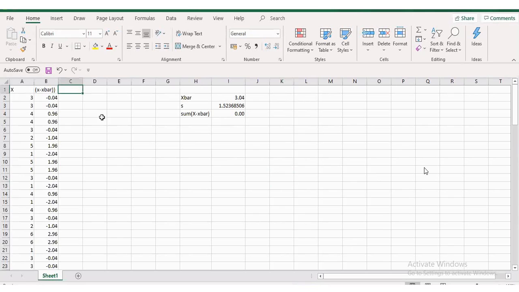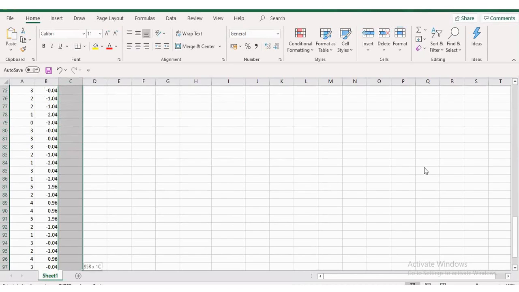Now let's calculate the Z. What is the Z? This Z equals this divided by S. This S is a constant for the given data, so I need to divide this value by S always. What I'm trying to say is, take this and divide again. Take this and divide again. So I'm going to copy this again.